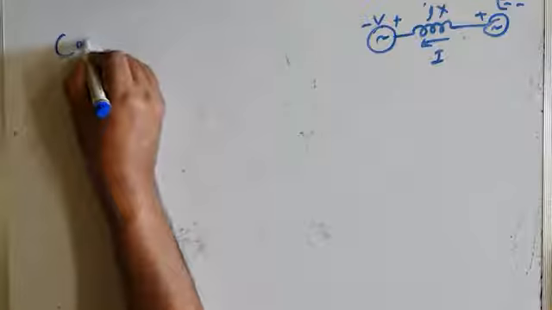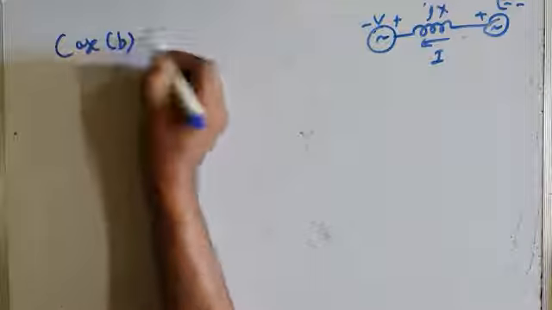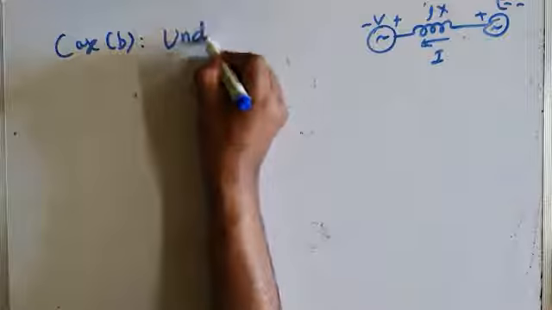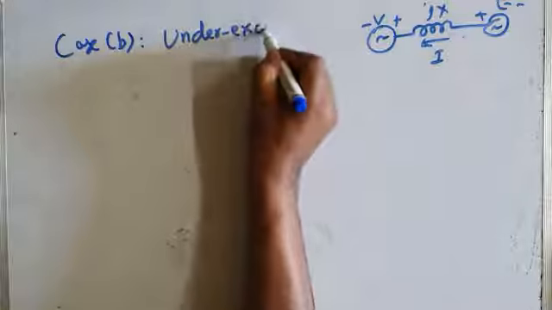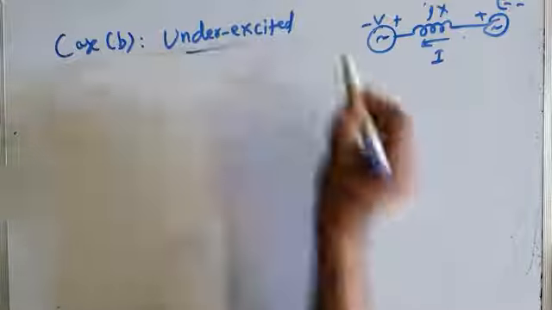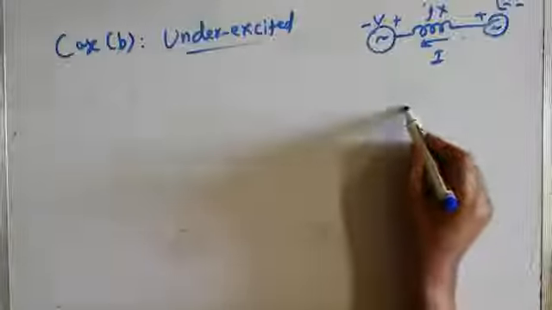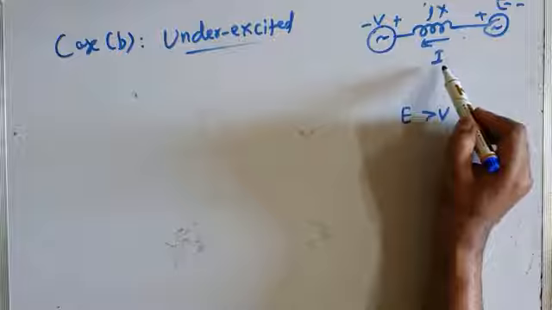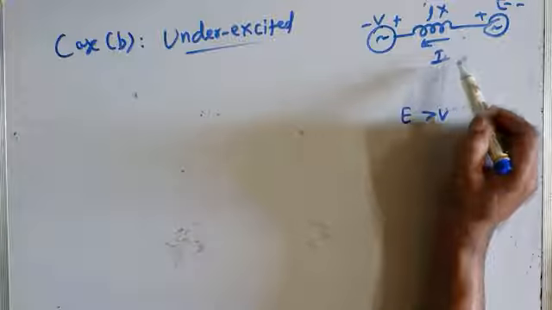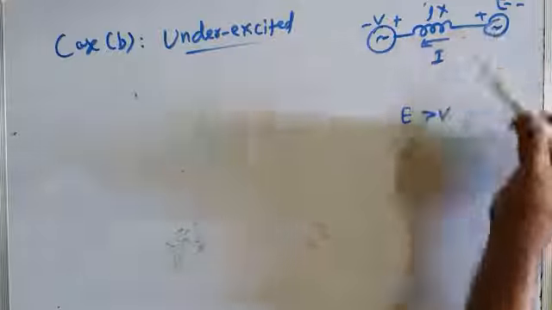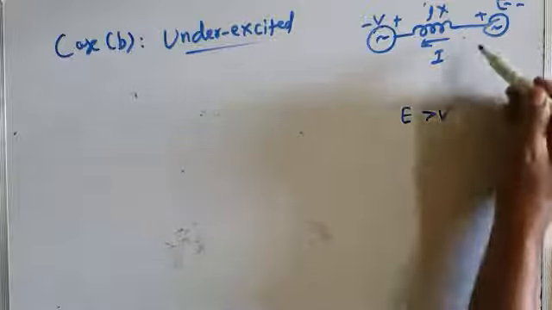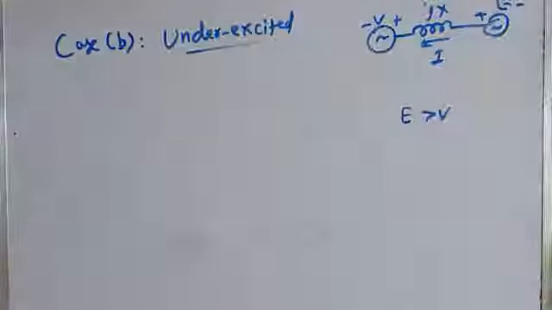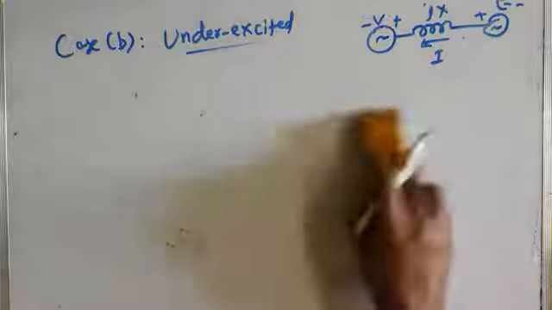Case B. In case B, we assume that the machine is now underexcited. So in overexcitation mode, E is greater than V, there is a leading power factor current, and leading power factor current means that the synchronous condenser is generating the reactive power and injecting that reactive power into the AC bus. Okay, that is for overexcitation.